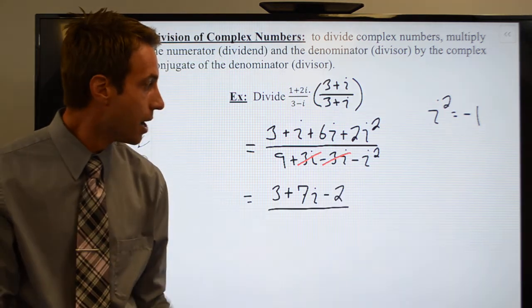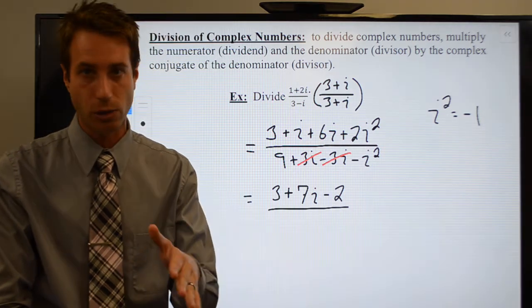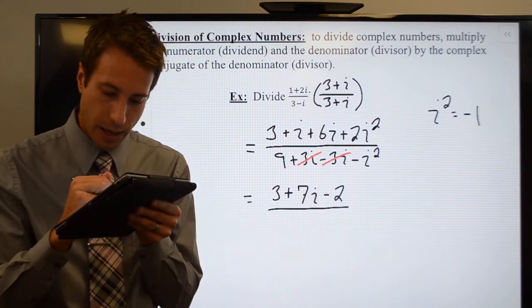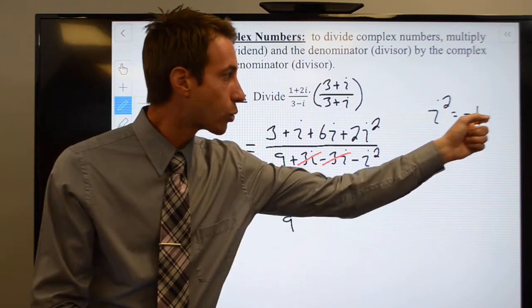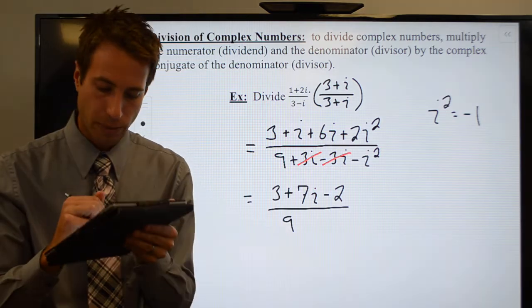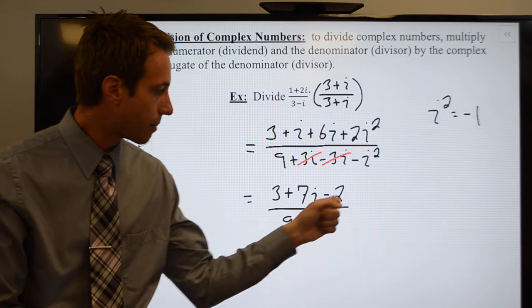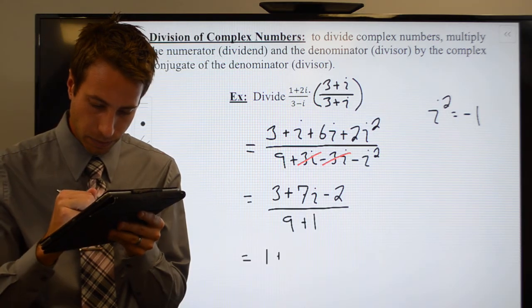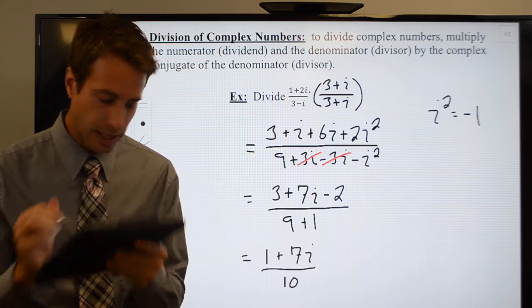In the bottom, those middle terms have dropped out, and they always will. Again, if those middle terms don't drop out, you messed up. Go back and figure out what you did wrong. And I wind up with 9 minus i squared. But i squared is equal to a negative 1. So I wind up with minus a minus 1, which of course would be a plus 1. Right, we're almost done. 3 minus 2 is 1, and 9 plus 1 is 10.